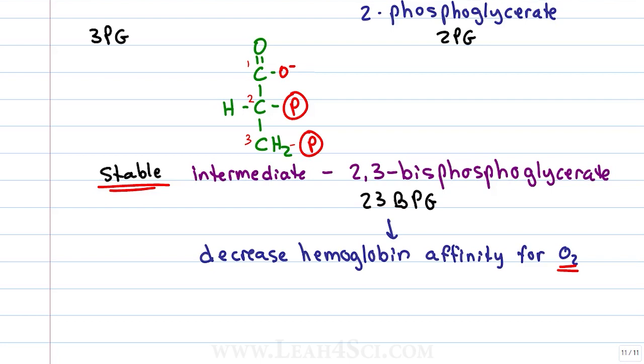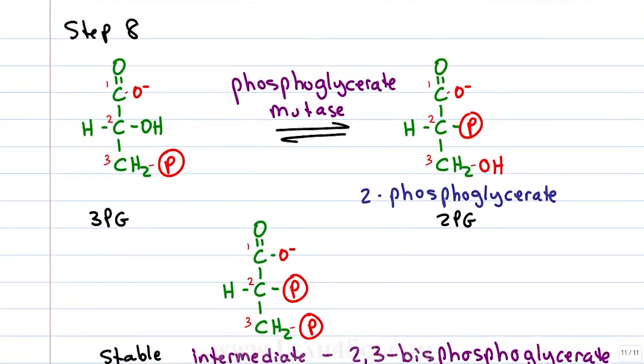And that is how hemoglobin connects to glycolysis, because this stable intermediate 2,3-BPG doesn't all get converted to pyruvate. Some of it escapes, gets out of the cell, and tells hemoglobin to get working.